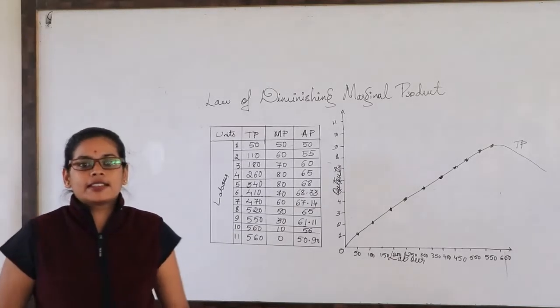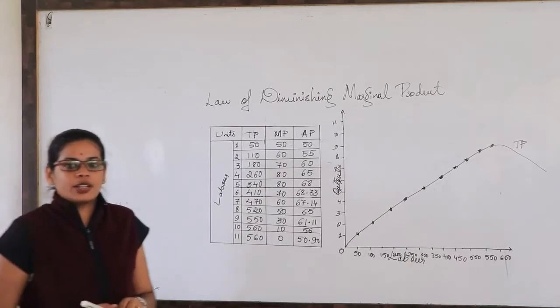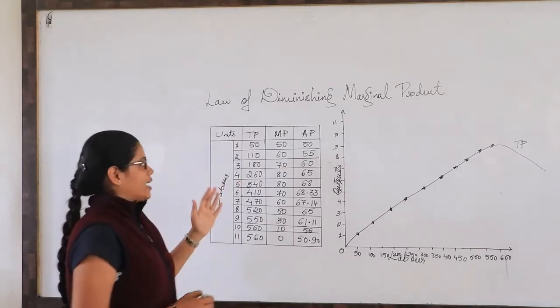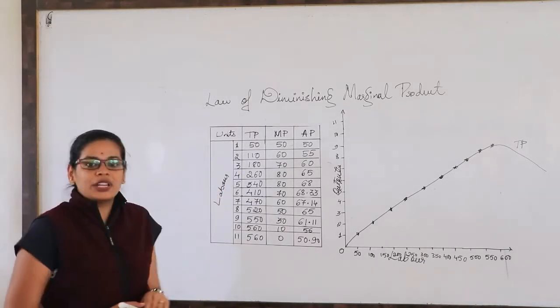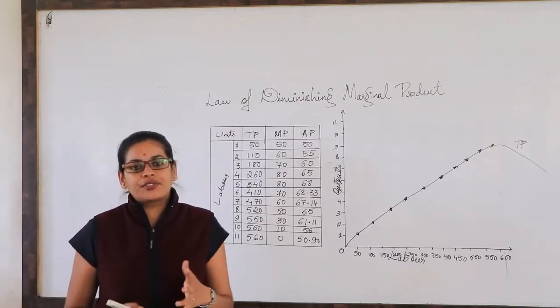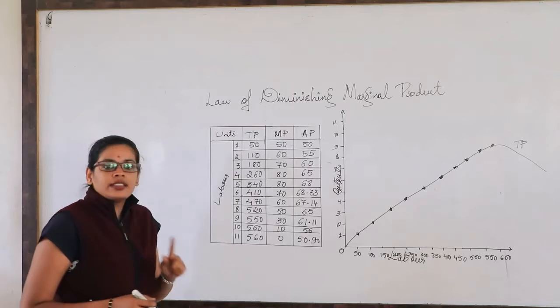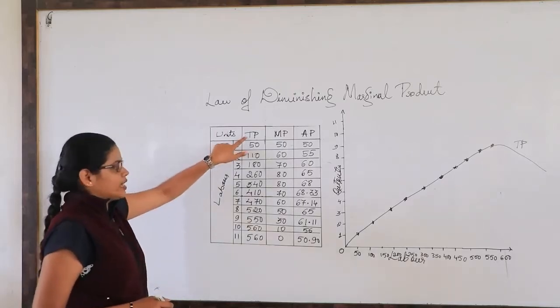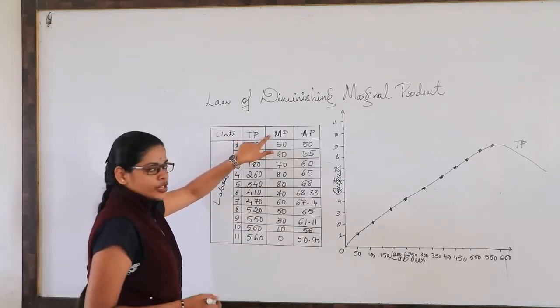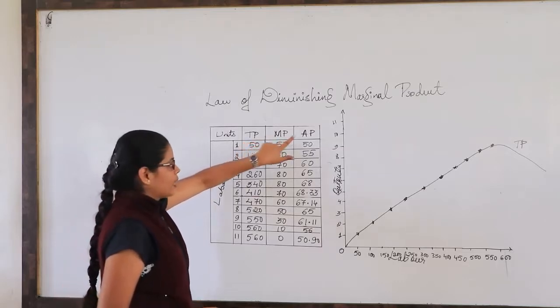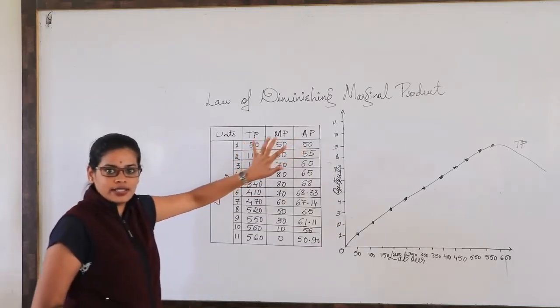Today we will be discussing the law of diminishing marginal product. Before we understand what the law of diminishing marginal product is, first we have to understand three important terms. One is the total product, which is called TP. Second is the marginal product, which is MP, and third is the average product, which is AP.